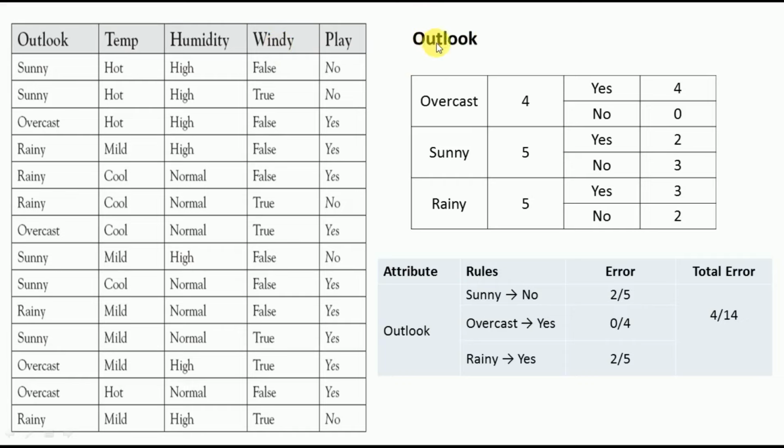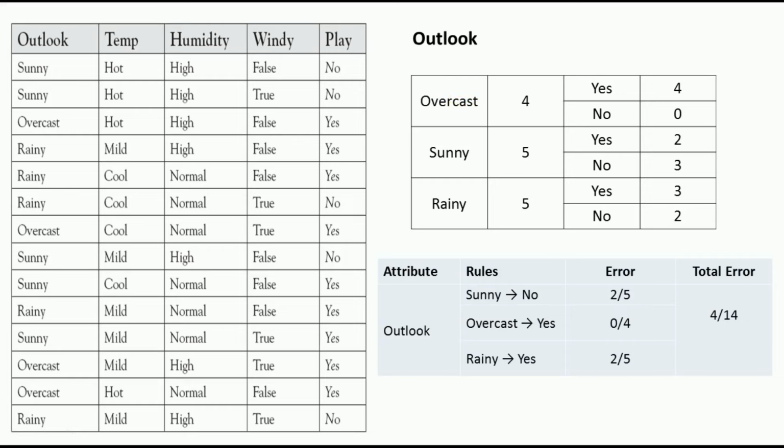So first I'll try to do some numerical on this outlook, and then I'll come up with the error for this particular outlook. Similarly for temperature, humidity and wind, and finally we'll come up with the answer. So now what is the procedure here? The procedure is very simple.